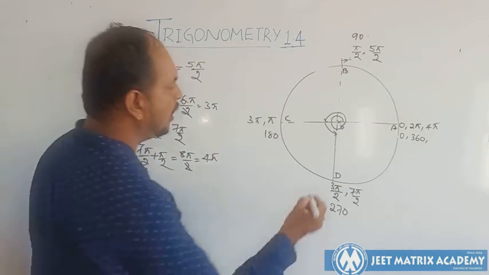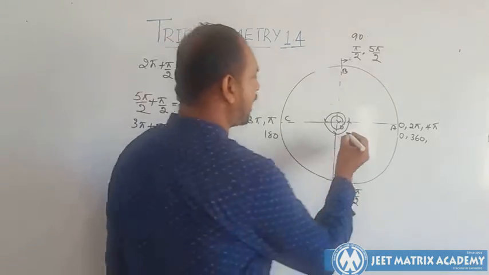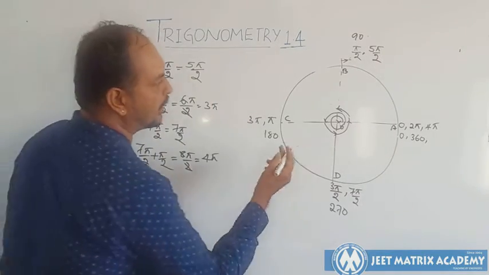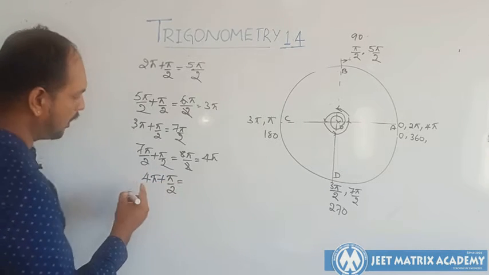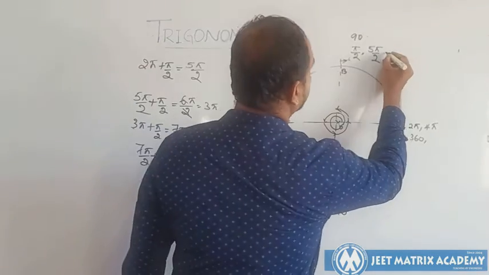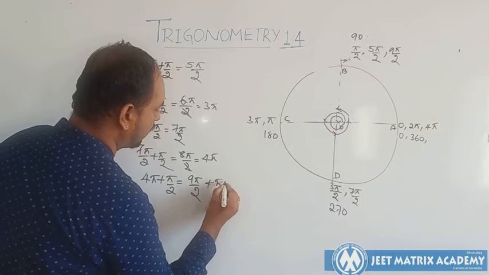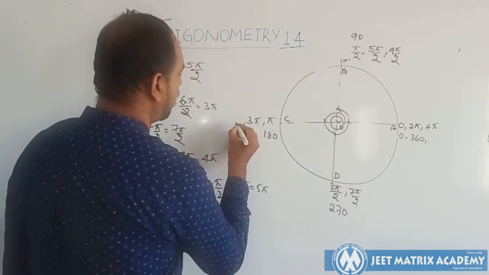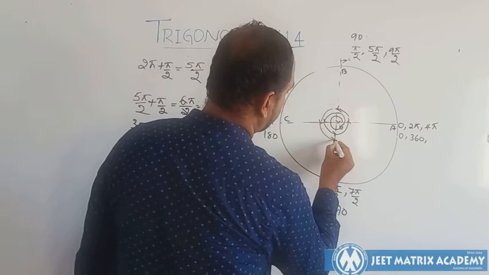Is it clear? Now 2 complete rotations are done till here. Okay, now we will start moving into one more rotation. So again calculate: 4 pi plus pi by 2 is 8 plus 1, 9 pi by 2. This place is 9 pi by 2. Now add one more pi by 2, that is 10 pi by 2, so it will be 5 pi. So 5 pi, now again reached here.